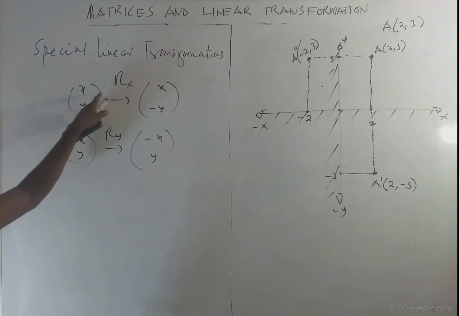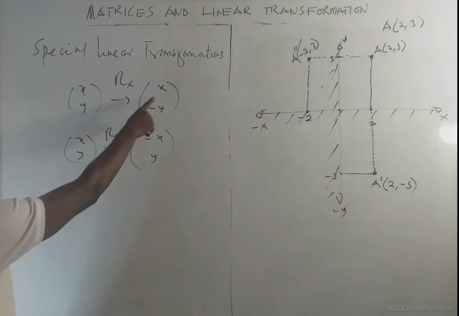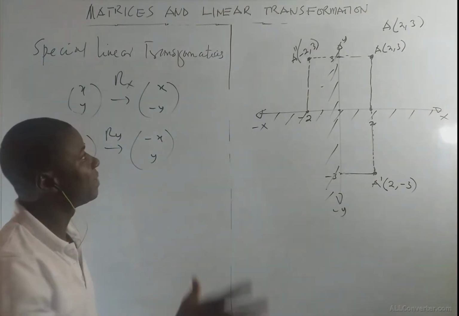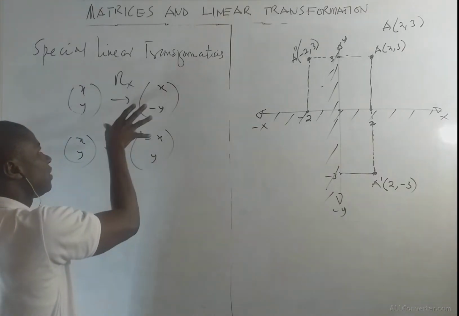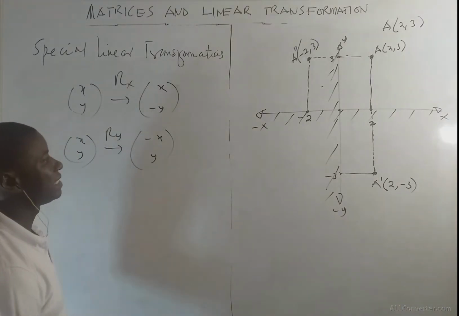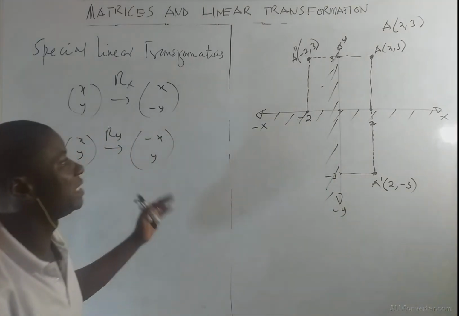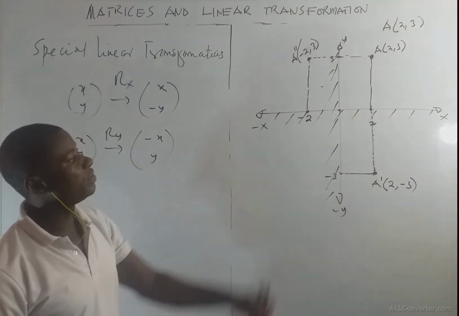But with the reflection in the x-axis, the x is kept constant, but the y is negated. So that is how come we have that mapping. And I guess by now you know that when you are given reflection in the x-axis, you can write the matrix, and when you are given reflection in the y-axis, you can also write the matrix. So in general, that is really what is happening.